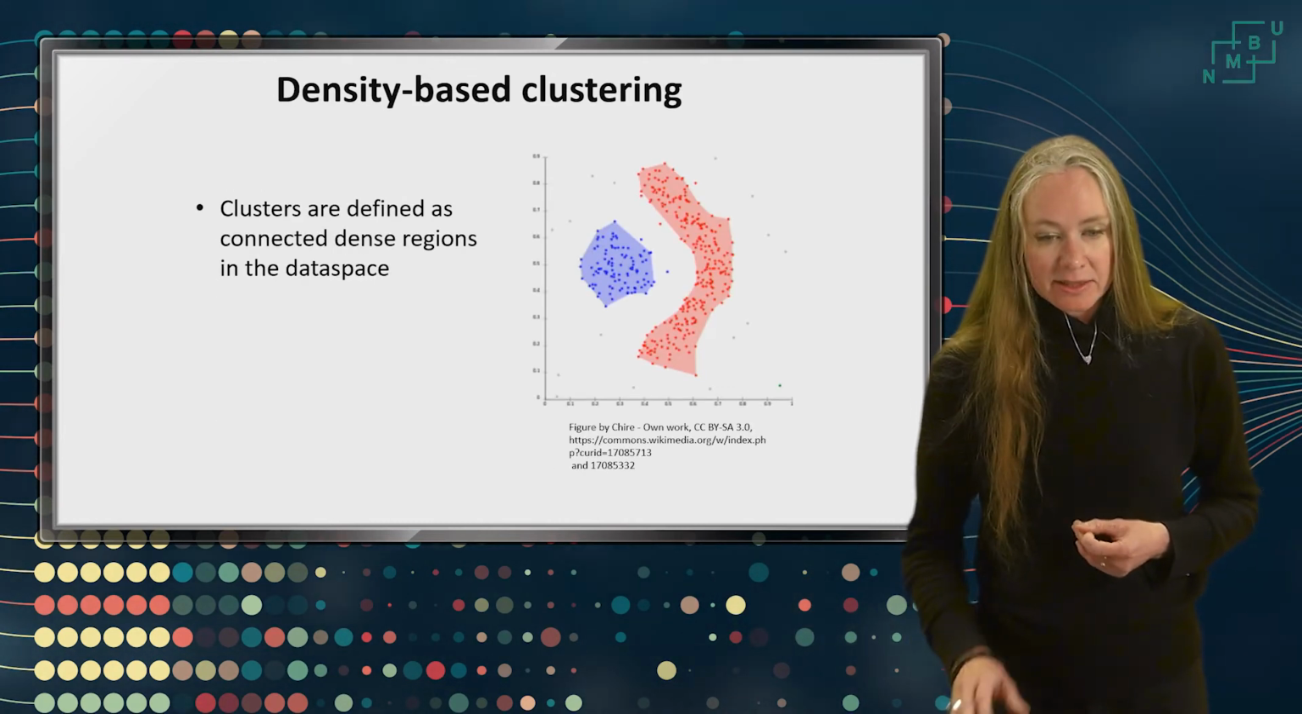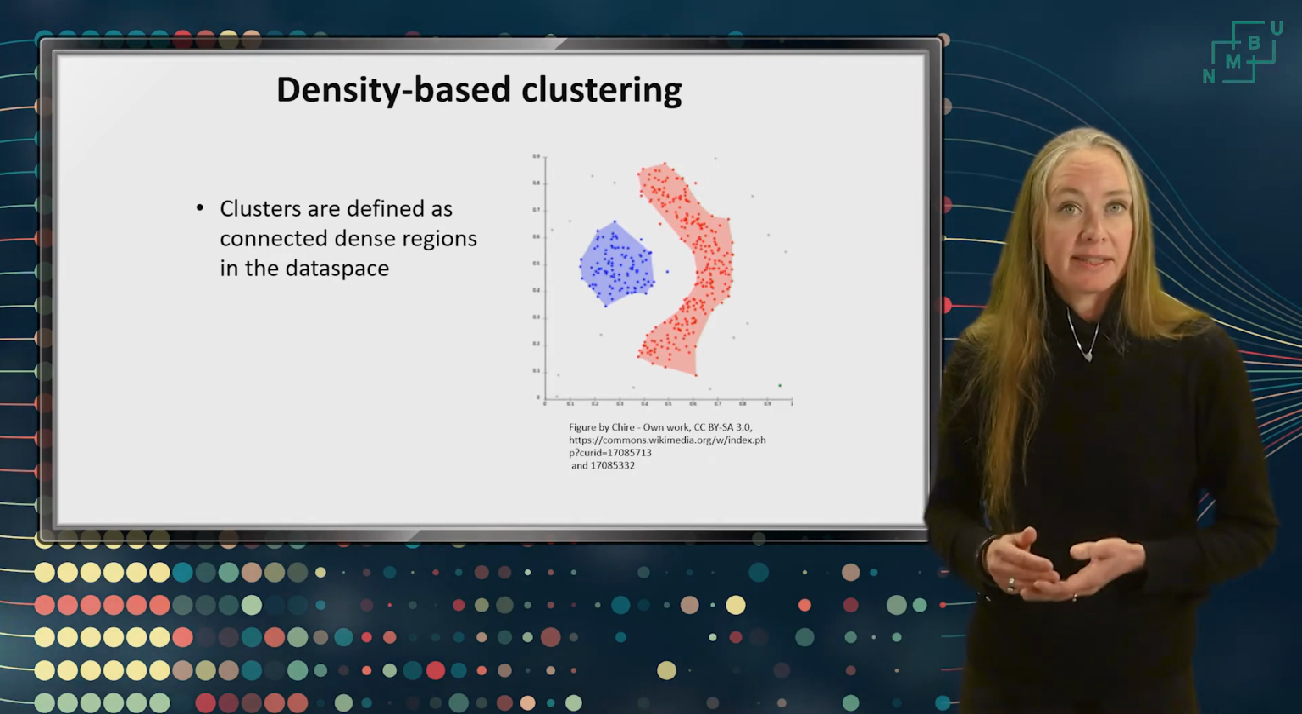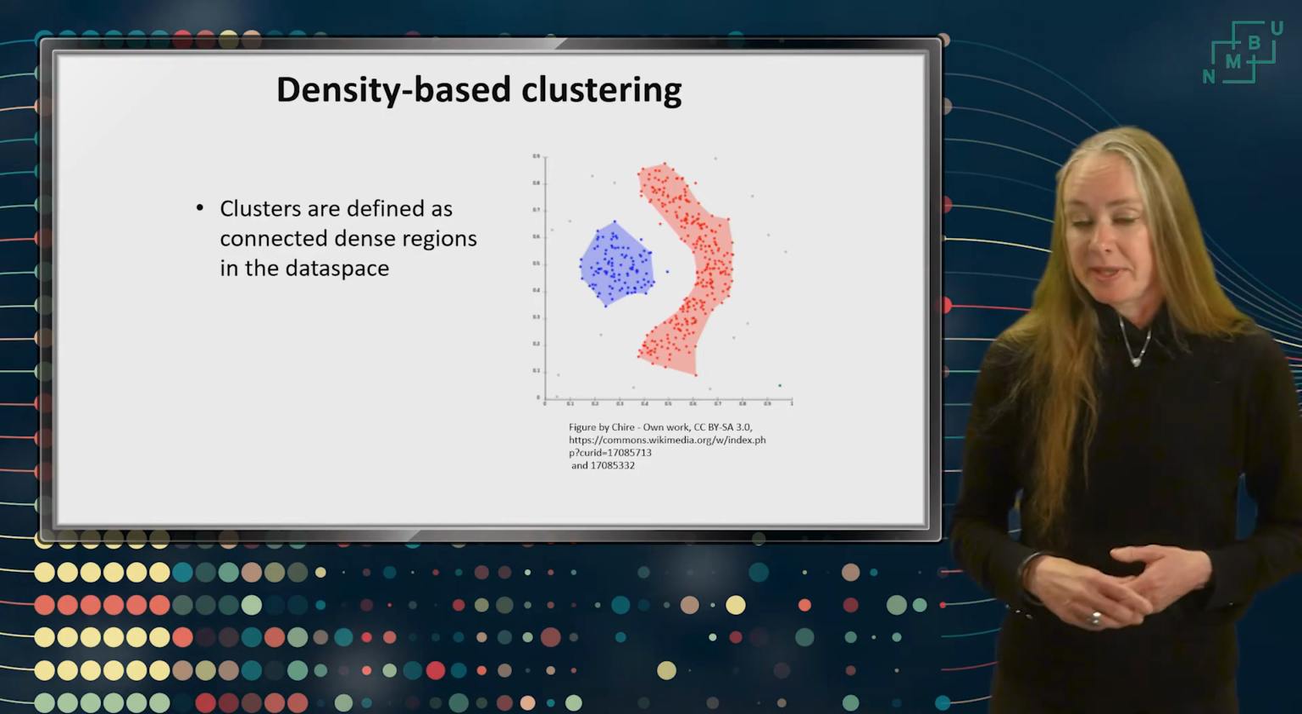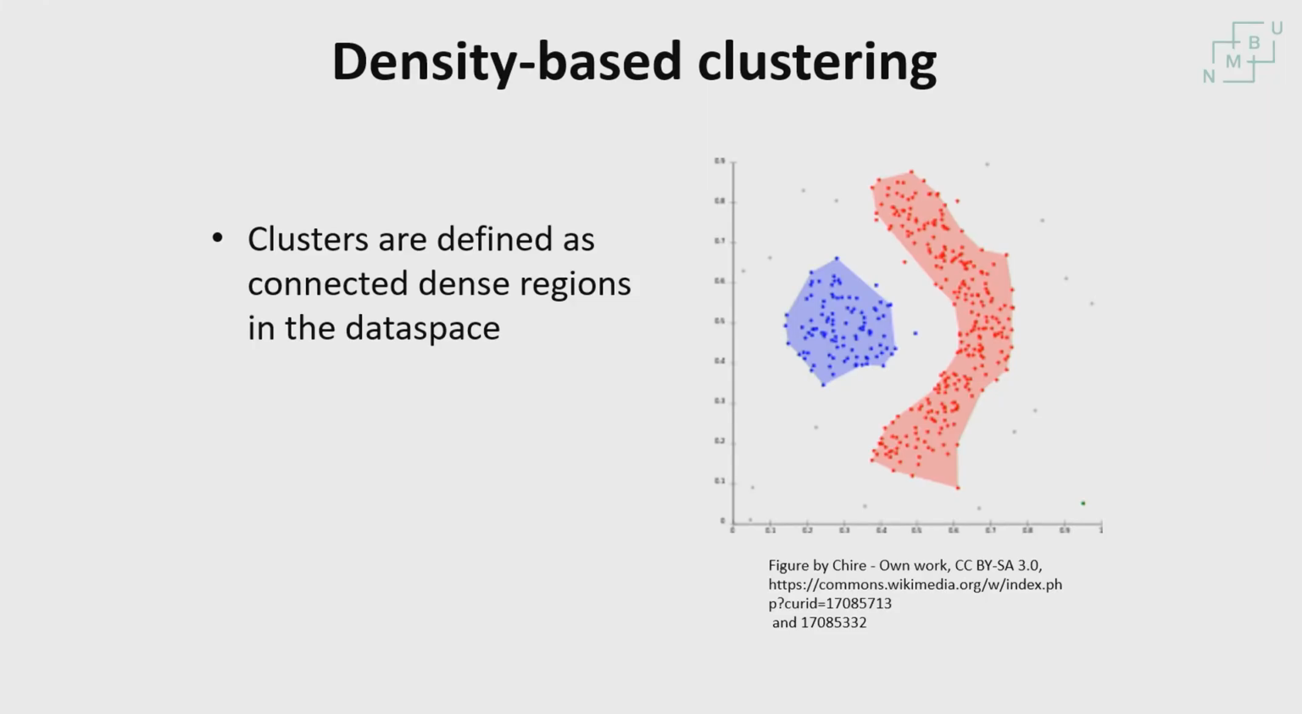In density-based clustering, clusters are defined as connected dense regions in the data space. If you look at this picture, we see that in these 2 clusters, the data points are packed densely together. And there are some points outside of these regions. And in density-based clustering, these are defined as outliers.